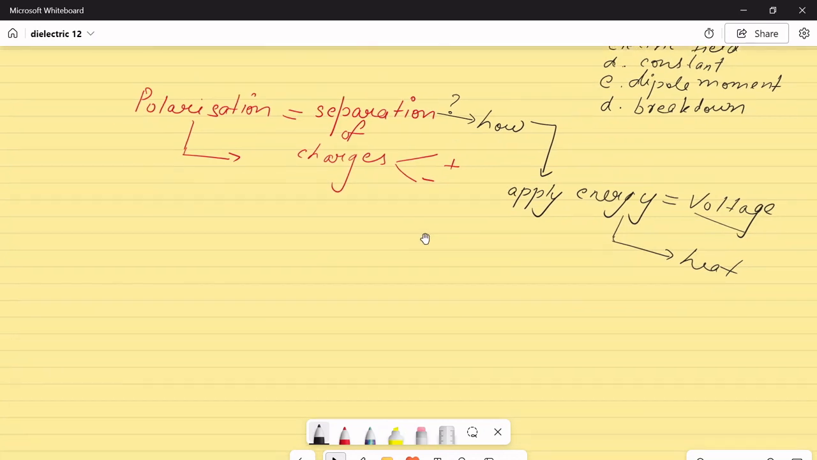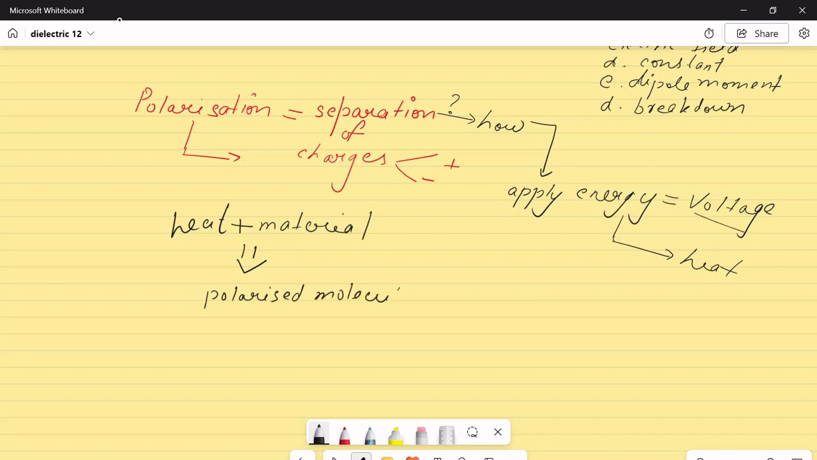So let us talk about the heat first. What happens if I provide heat to a material, let's say not just the dielectric, some kind of material? You will find that this process already gives rise to polarized molecules inside the material. Why am I taking the term molecules? We are studying this process at the molecular level.